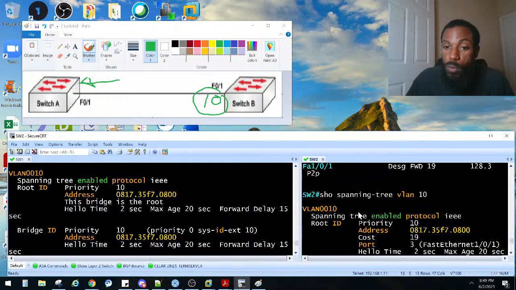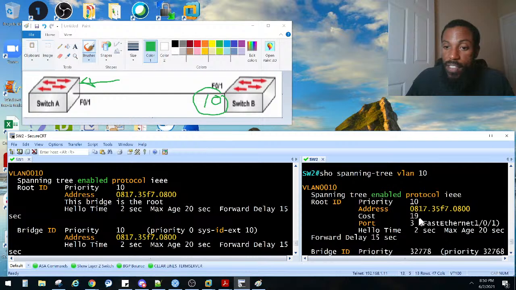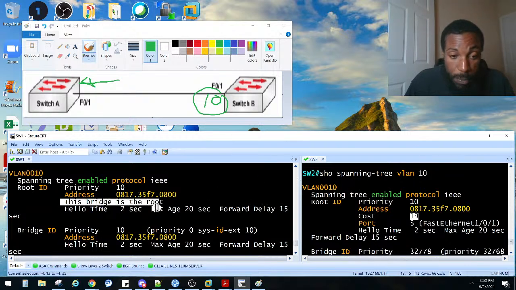It said this is the root, right? Now it says the cost to get to the root bridge. Now that there's a cost, that tells us somebody else is the root bridge. I wonder who that is, right? Probably this guy right here. So we do a show, and there it is right there. This bridge is the root. Priority is 10. Right? Why is it 10?